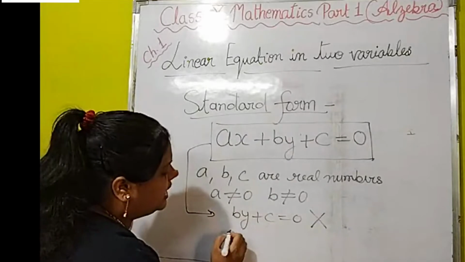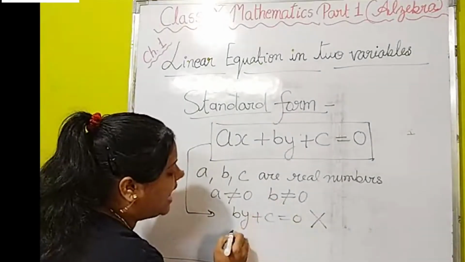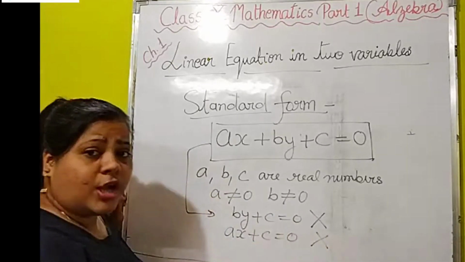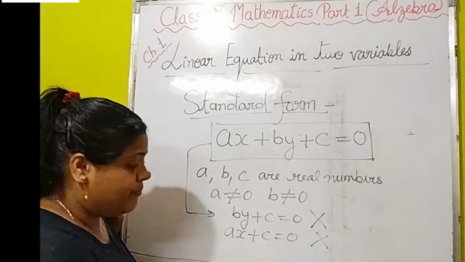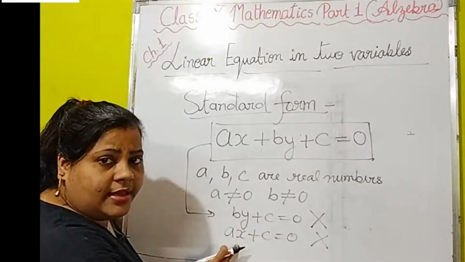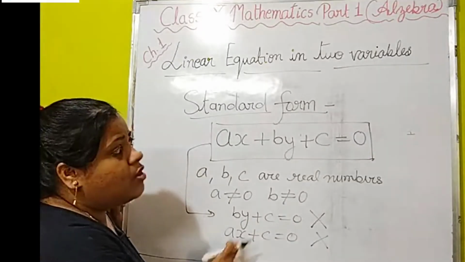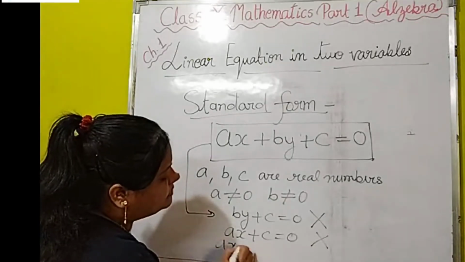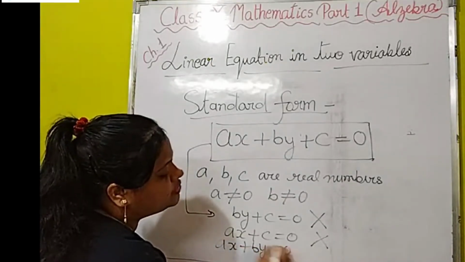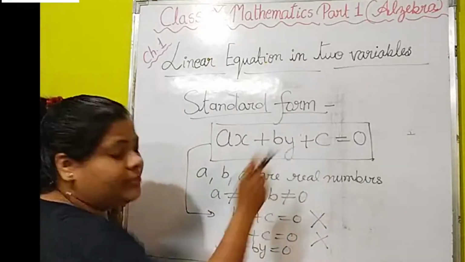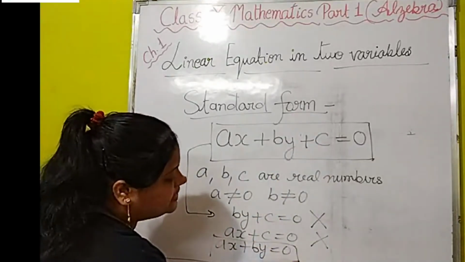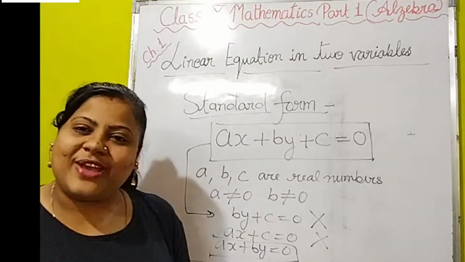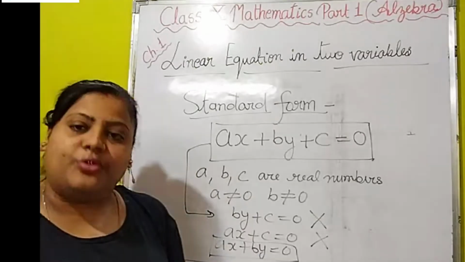Again, if we take b equals to 0, we will get ax plus c equals to 0. Again, this is not a linear equation in 2 variables, because we have only one variable in this equation. Now, c can be 0. Yes, c can be 0. Then we will get ax plus by equals to 0. Here c is the constant term, so ax plus by, is it a linear equation in 2 variables? Yes, this is a linear equation in 2 variables where x and y are the 2 variables.